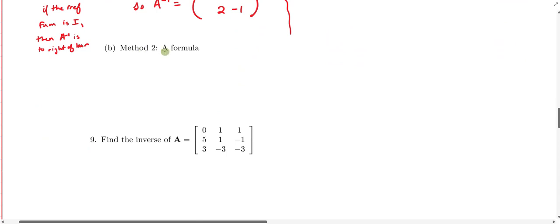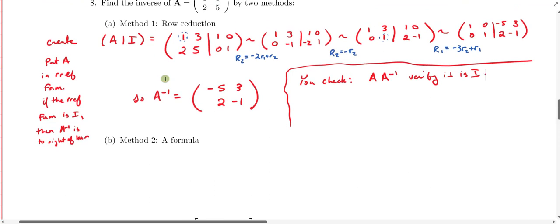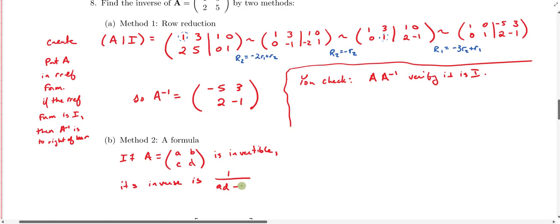Okay, so we have a second method. We've got a formula for finding the inverse matrix if it's a 2 by 2 matrix. I'm going to give you this formula that says if A is invertible, and it's a 2 by 2 matrix, so let's give it some entries, A, B, C, D, is invertible, its inverse is the scalar 1 over AD minus BC multiplied to this matrix here, where I'm going to flip D and A and then change the sign on B and C. So this is a formula that will compute the matrix inverse should it exist.